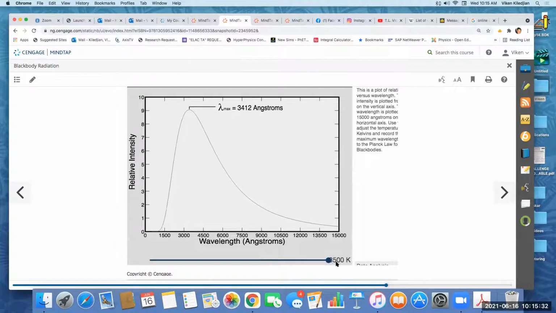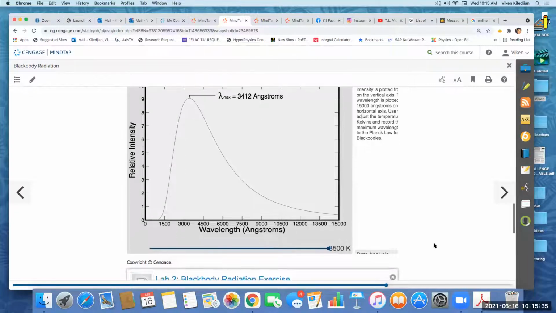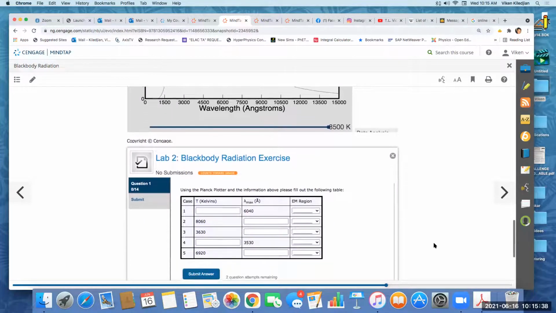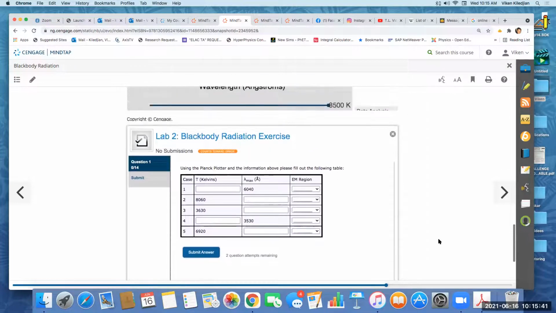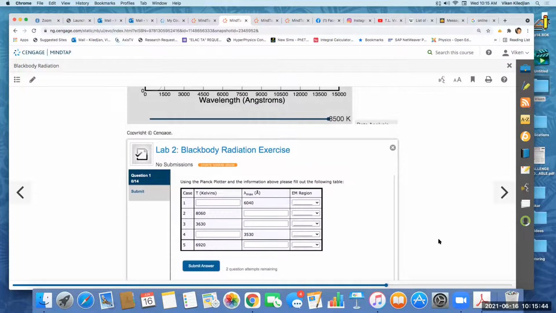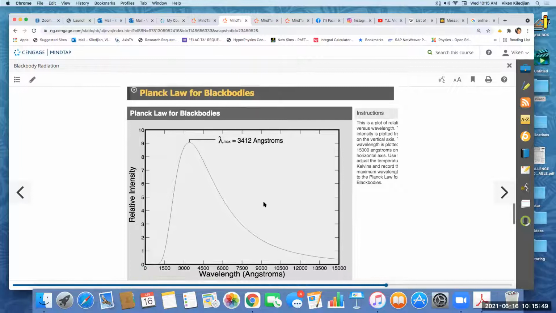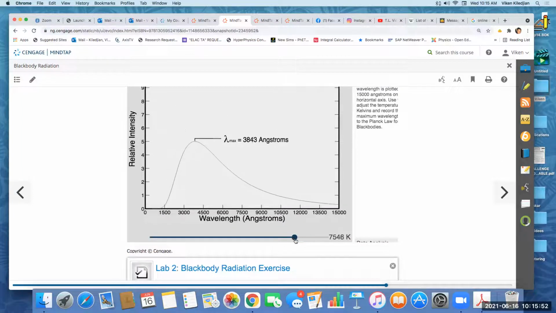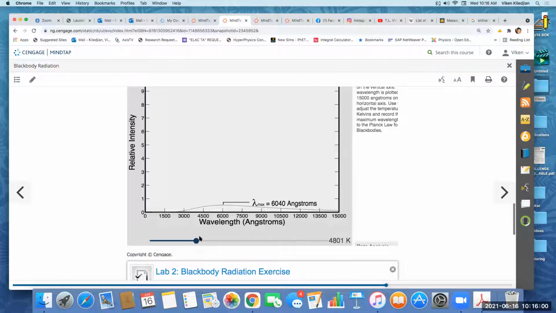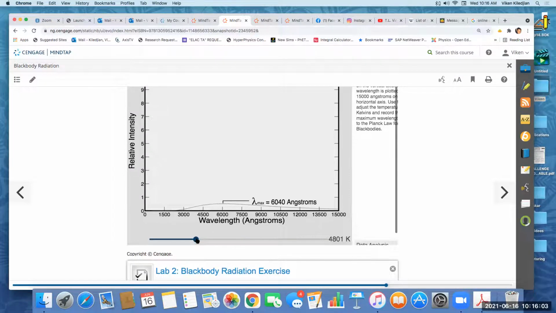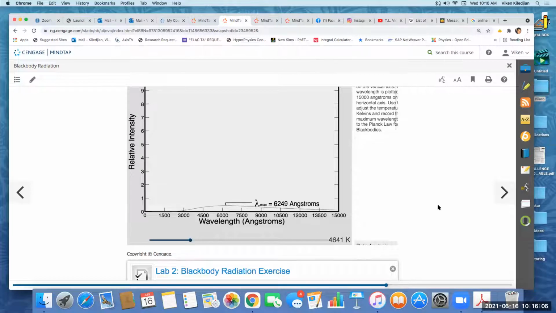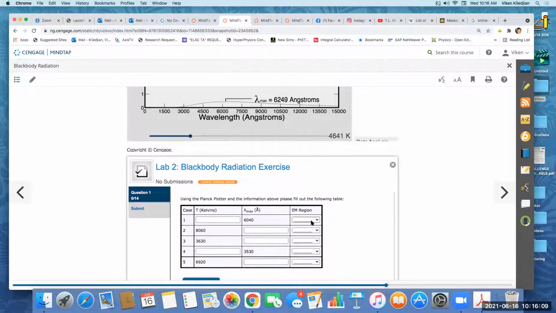6,040. Wait, 6,040. Using the Planck plotter and the information above, this didn't reach up to 6,040. It goes all the way up to, oh, hold on. I got to cool the object down to get to 6,040. Oh, yeah, okay. 6,040 is here. Nice. Okay, you see that? So then whatever answer you got, you put the temperature there, and then you put the electromagnetic spectrum. So now let me just guess, for example.